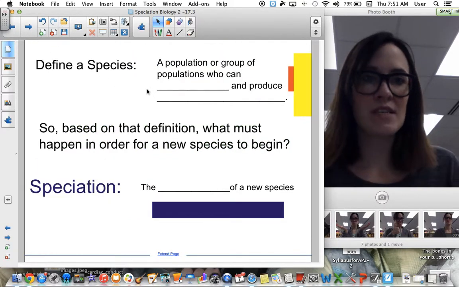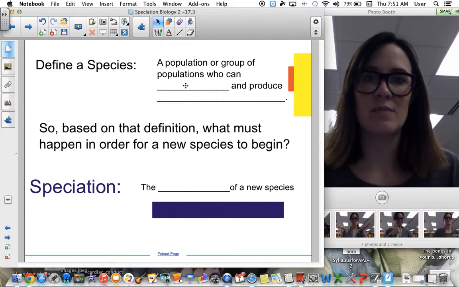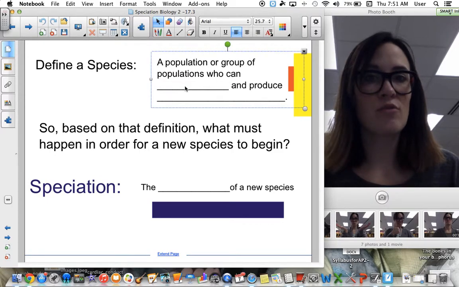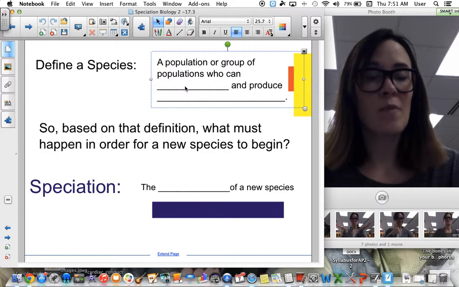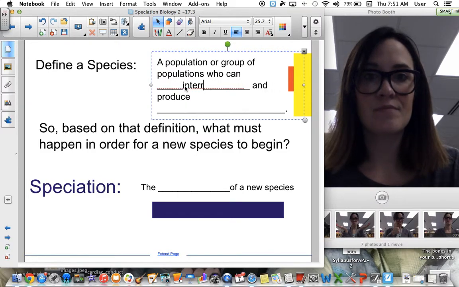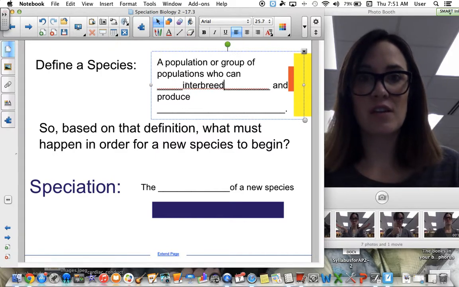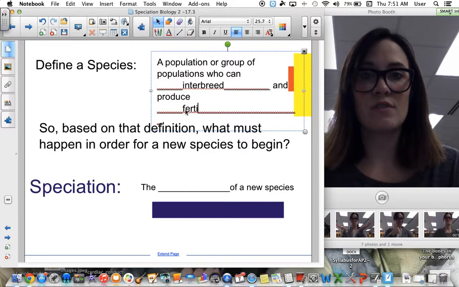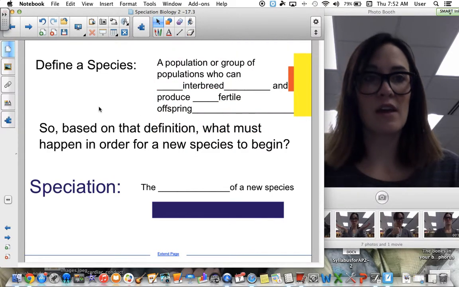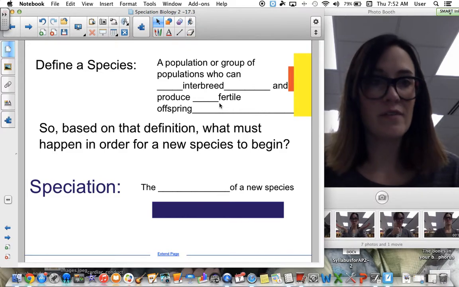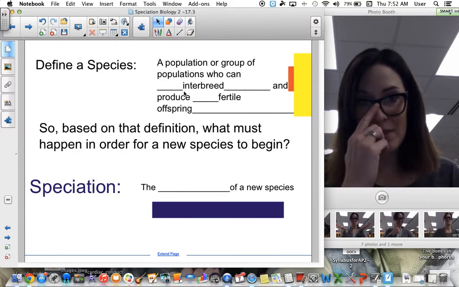So when we say species, a reminder, what does it mean to be a species? It's a population or group of populations who can interbreed. They can actually interbreed and produce fertile offspring. Okay, so they actually have to interbreed and be able to produce offspring that are fertile, is a definition of a species.